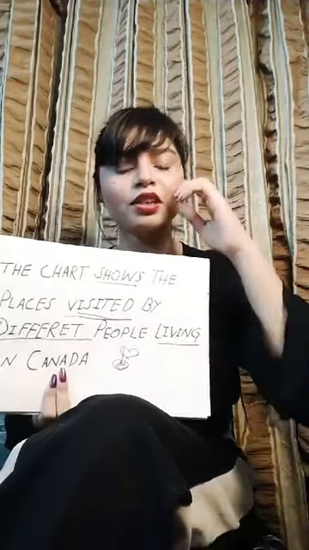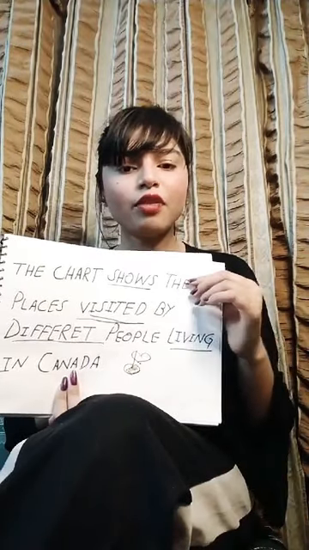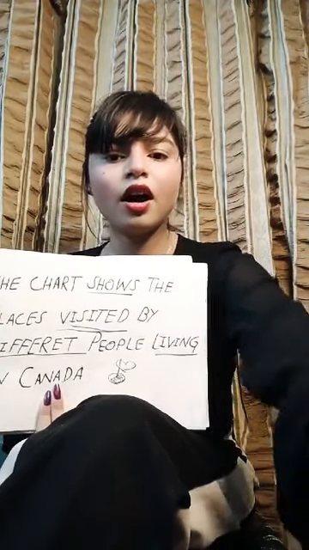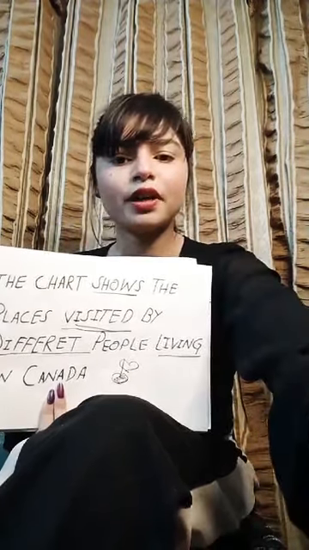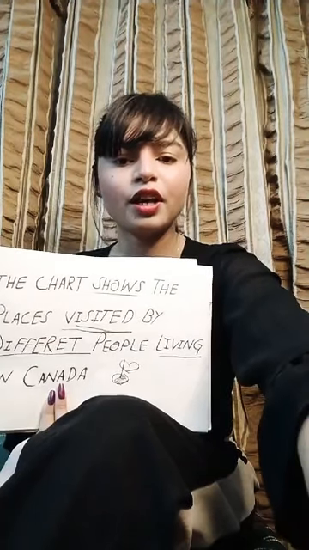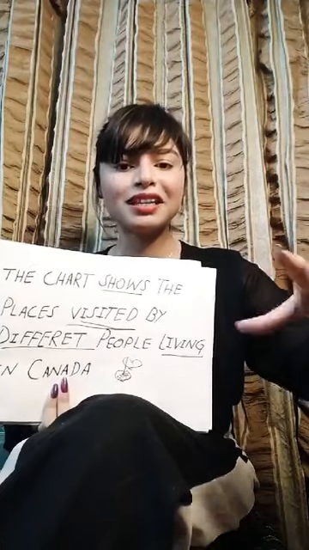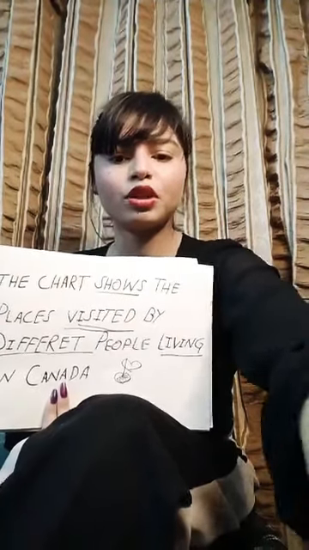Okay. Abu is saying the given chart outlays for the territory government's financial include. Okay. This is a previous one. Okay. So Akbar is saying the chart shows the place visited by different people living in Canada. Not bad at all. Mira is saying that the chart manifests domestic. Oh, sorry. This is the previous one. We need to move to the next one.